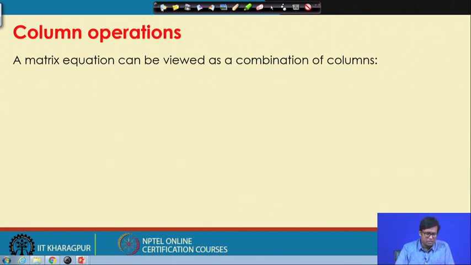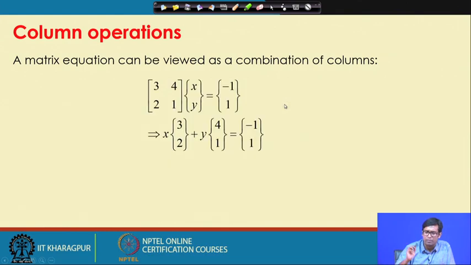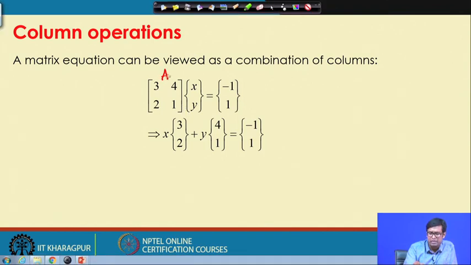Now, you can also see this as a column operation. Instead of just writing the equations, from the matrix multiplication point of view, we can see a matrix equation as a combination of columns, and that is how, if we have a similar equation 3x plus 4y is equal to minus 1, 2x plus y is equal to 1, the matrix equation is Ax is equal to b. A is 2 into 2, and x, which is written in red ink, is a column vector with members x and y.